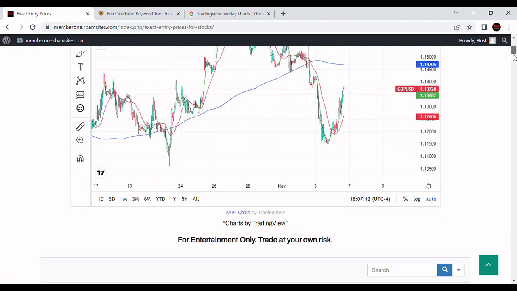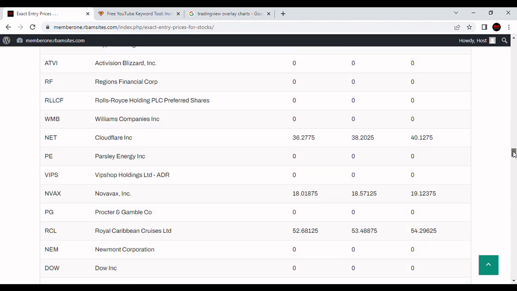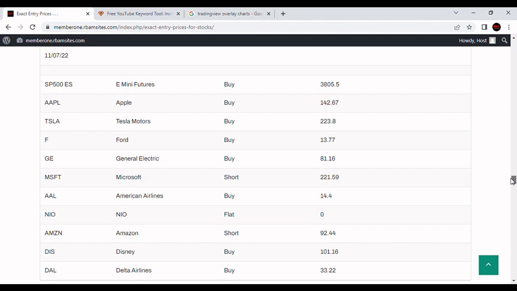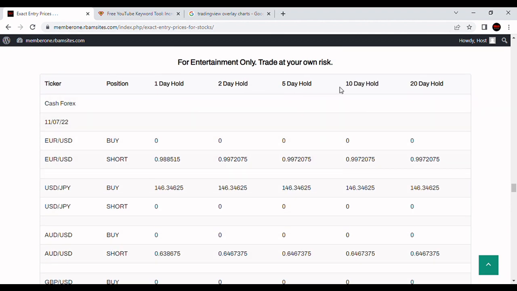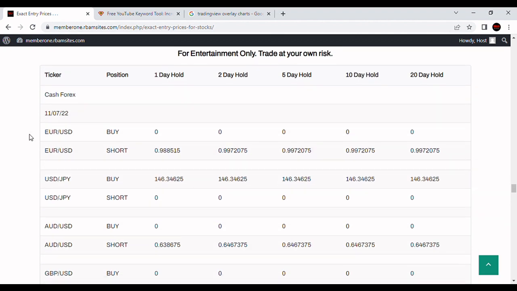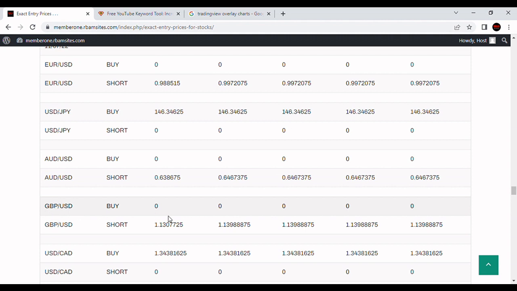If we go down here and take a look at the RBM Research algorithm, we generated entry prices for Monday the 7th. We're right here. We have 1, 2, 5, 10, and 20-day holds for entertainment purposes only on GBPUSD, and of course we're looking at shorts. This is anticipating what I think, that it's going to rally and then turn around and go right back the other way, and that's what I'm looking for myself, fundamentally and technically. Who knows, but the algos are in the same line of thinking that I am.